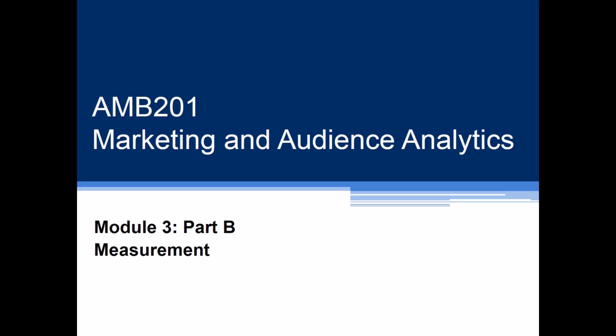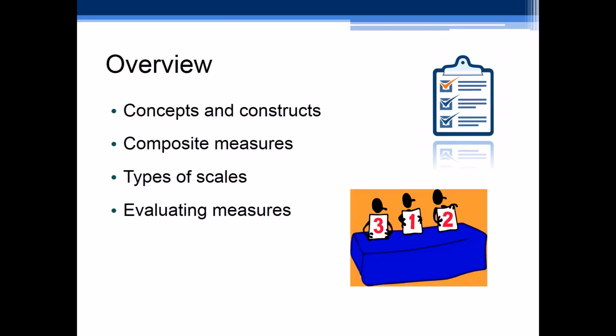This video covers Module 3, Part B, Measurement. In this video, I'll discuss how we go about measuring various concepts and constructs that we might want to examine in a research project. I'll talk about using composite measures, which is really quite important for us in AMB 201 because our upcoming survey employs a lot of composite measures.